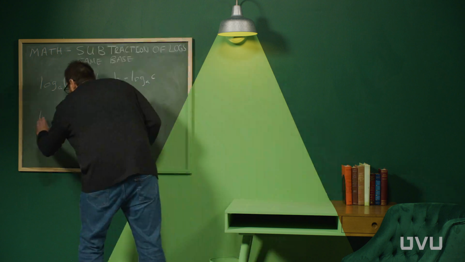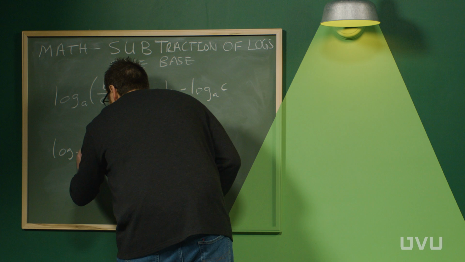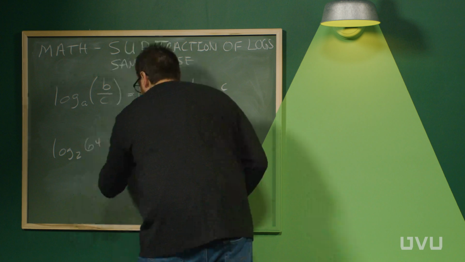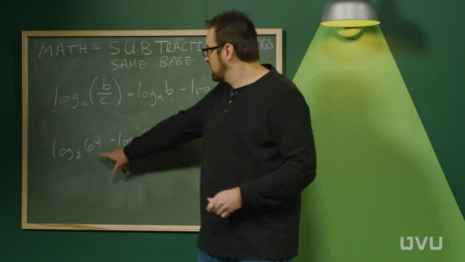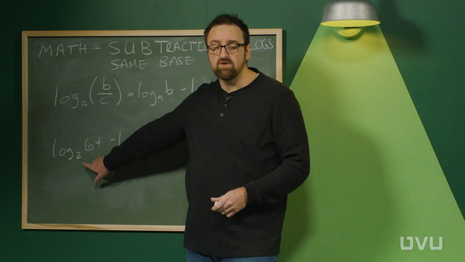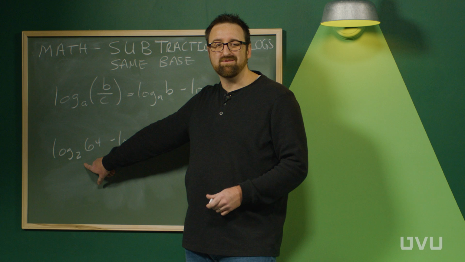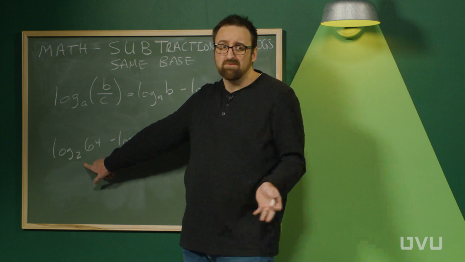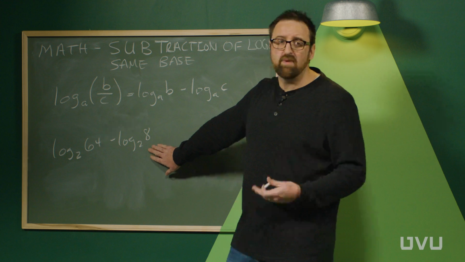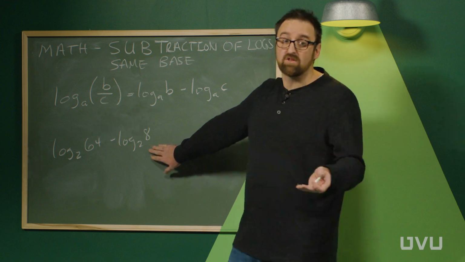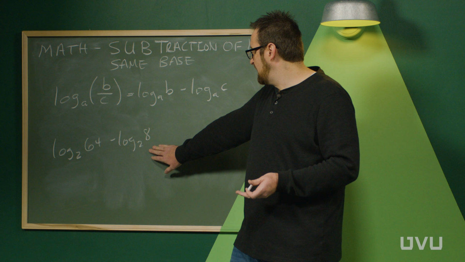Let's say we had the log base 2 of 64 minus the log base 2 of 8. Now the logarithm, of course, is the power that I need to raise the base to get to the number up here, and it might be kind of hard to remember what power of 2 equals 64. Over here it's not too bad. The power of 2 to get to 8 is 3, because 2 cubed is 8.